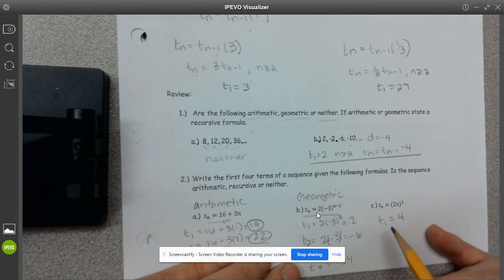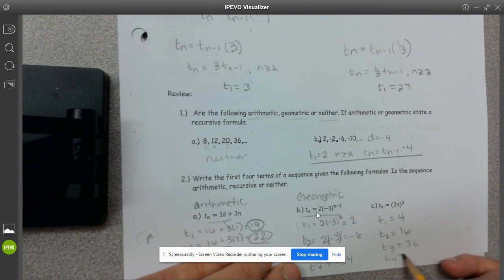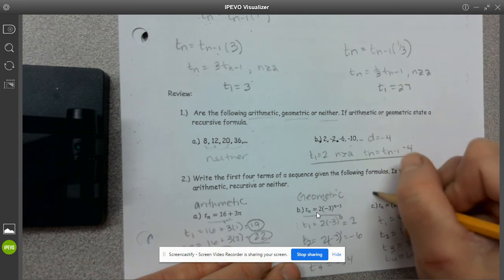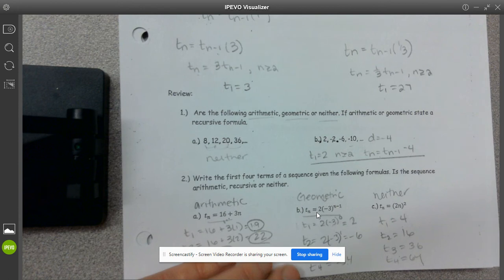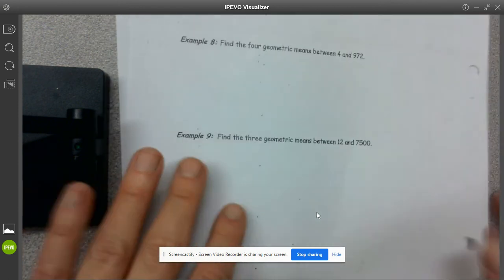And lastly, you're not adding the same thing every time, and you're not multiplying the same thing every time, so it's neither. Well, it's obvious. It's a quadratic. Okay? All right.